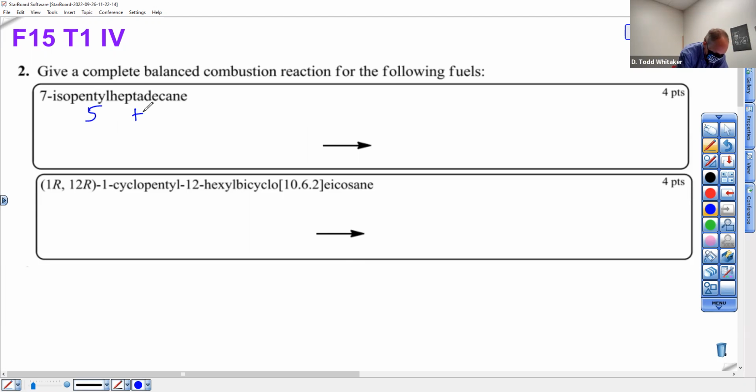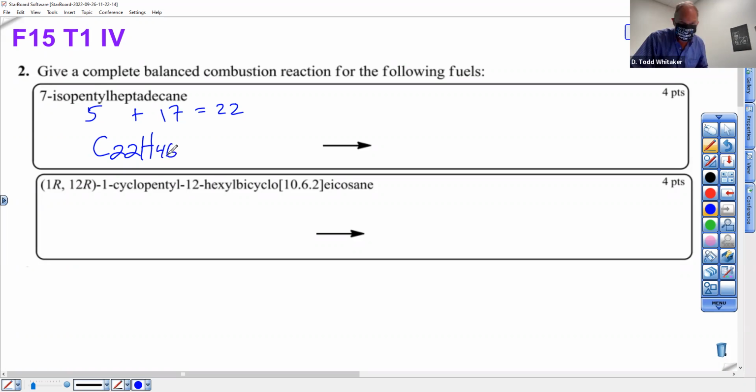Heptadecane, 7 plus 10 is 17, 22. Now this one is straight up C22. 2 times 22 is 44 plus 2 is 46. How can I do that?